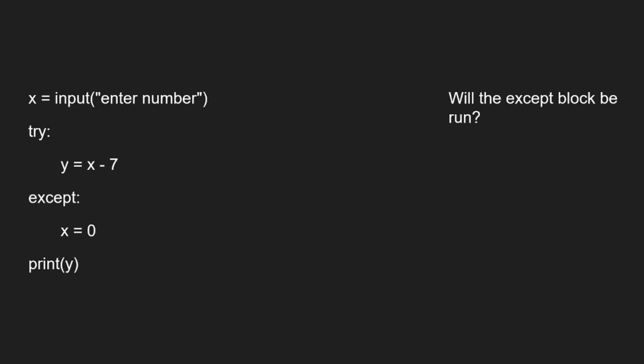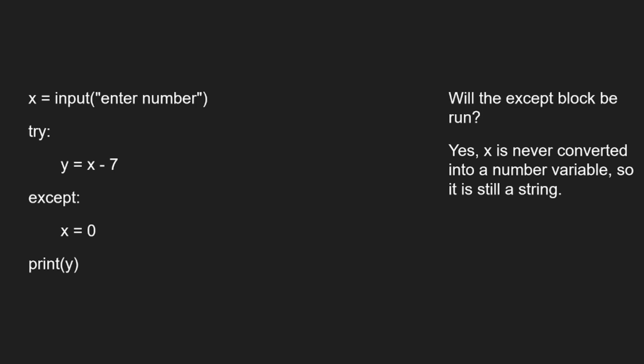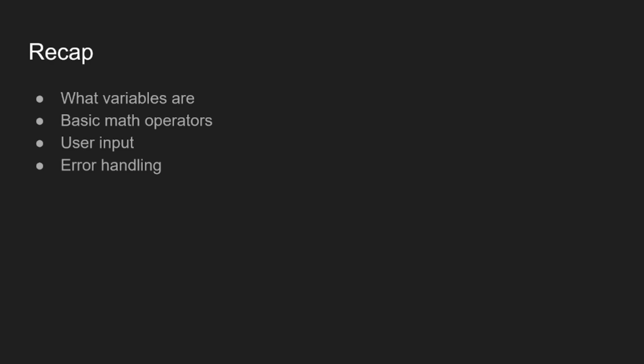Pause the video for a second and see if you can tell whether or not an error will be raised and the except block will be run. It would be, because the input for x is never converted into a number, which means that on this line a string is being added to an integer, which in this case will raise an error. And that wraps up this lesson.